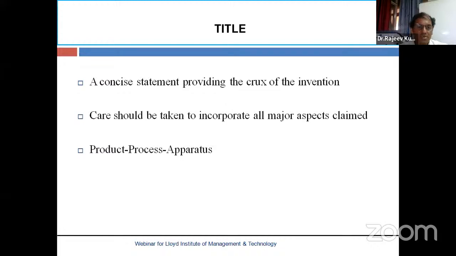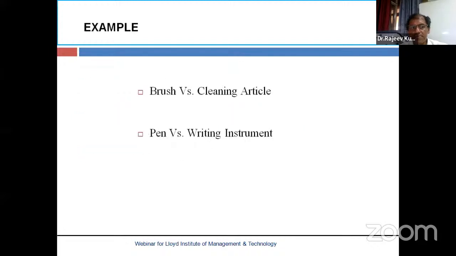And it never discloses the invention in the title. You never disclose your invention in the title. Then it could be a product, it could be a process, it could be an apparatus, the title. So avoid using conventional words. For example, if you've invented a novel brush, you don't call it a brush, you call it a cleaning article, right? Because cleaning article means it's a broader term and it includes anything which has the appearance of a brush.